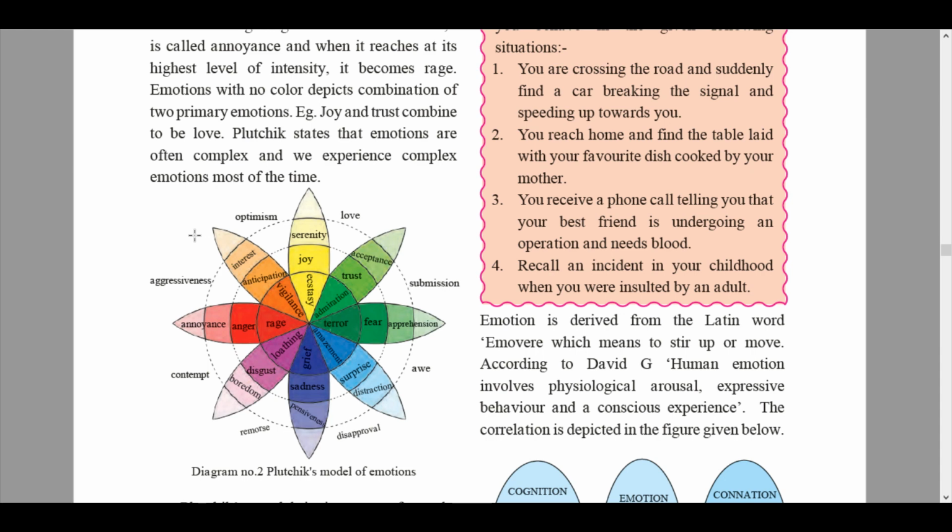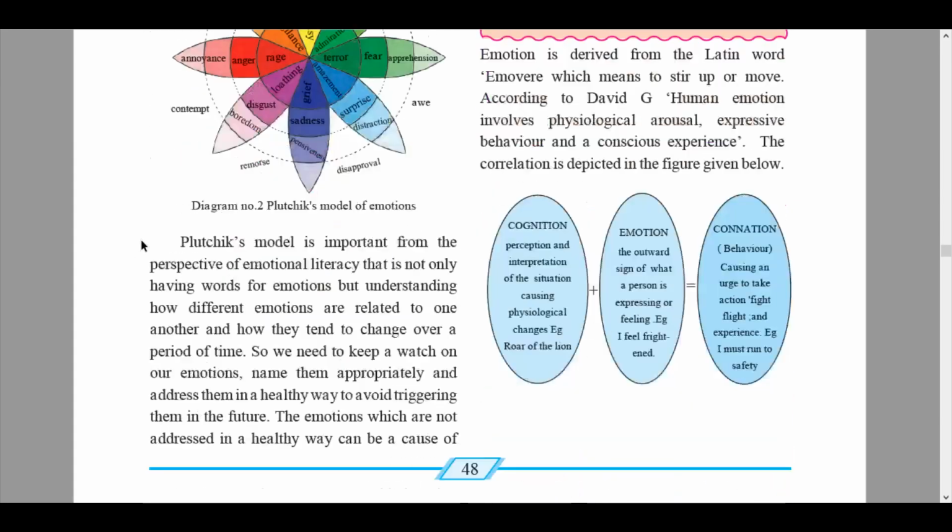Plutchik states that emotions are often complex, and we experience complex emotions most of the time. So this is more than what you expect in the future of your life. Plutchik's model is important from the perspective of emotional literacy. That is not only having words for emotions, but understanding how different emotions are related to one another and how they tend to change over a period of time.